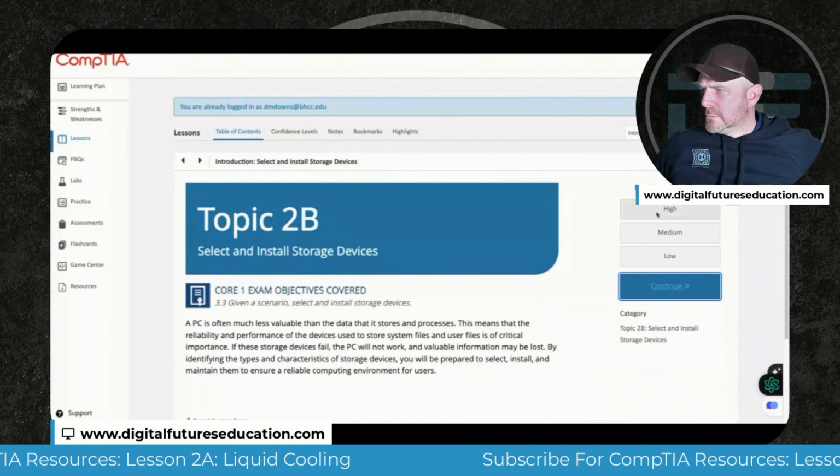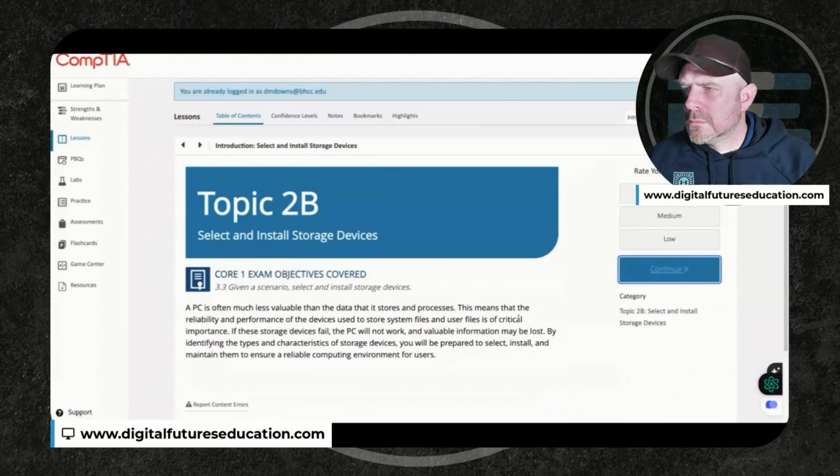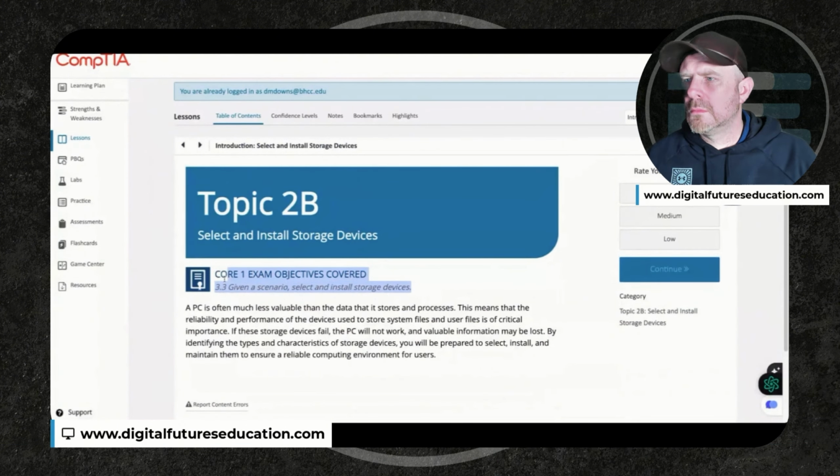Now we're in topic 2B. So in topic 2B, it's selecting and installing storage. So we just did power supplies and cooling. Now we're getting into selecting and installing storage devices. So these are devices that are going to store data and store software programs, essentially.